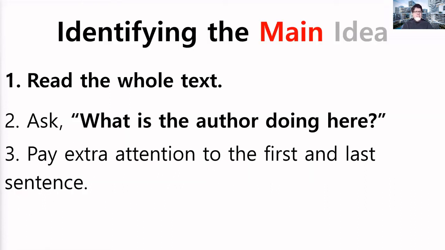All right, identifying the main idea. First, you should read the whole text. I know that a lot of times you think, well, it's going to be the first part of the text. True, but it could also be somewhere hidden in the middle of the text. It could be at the end. You don't know. Okay, ask yourself, what is the author doing here? And then three, pay extra attention to the first and last sentence. But like I said, sometimes it could be hidden in the middle. You never know. So I'm going to give you an example and read it.